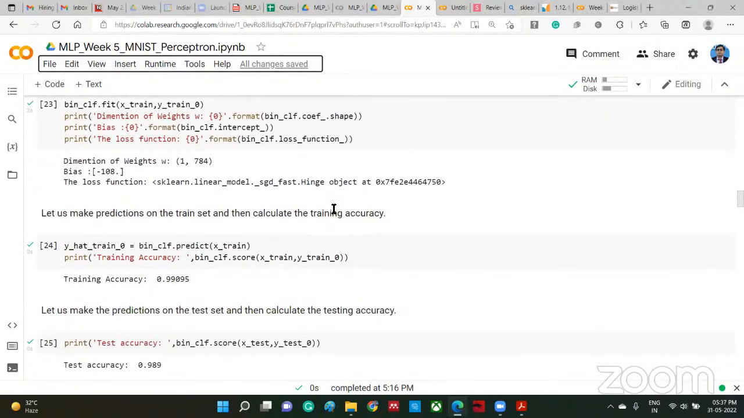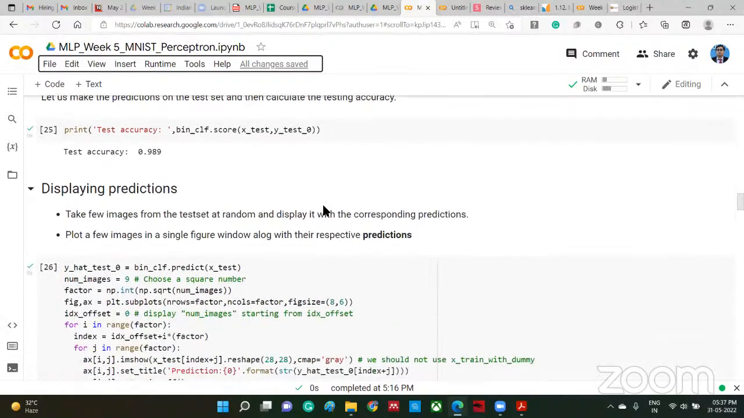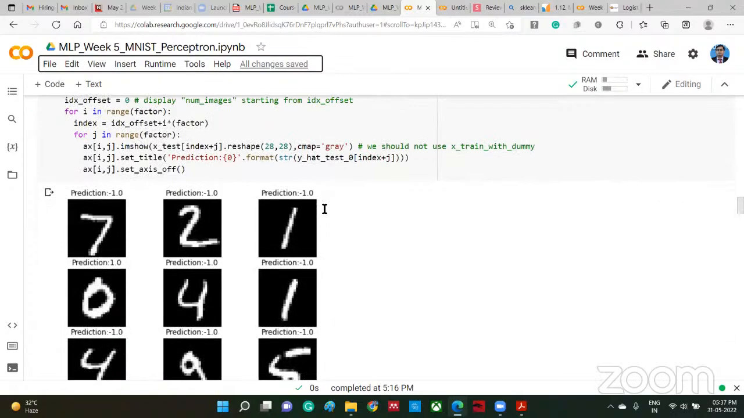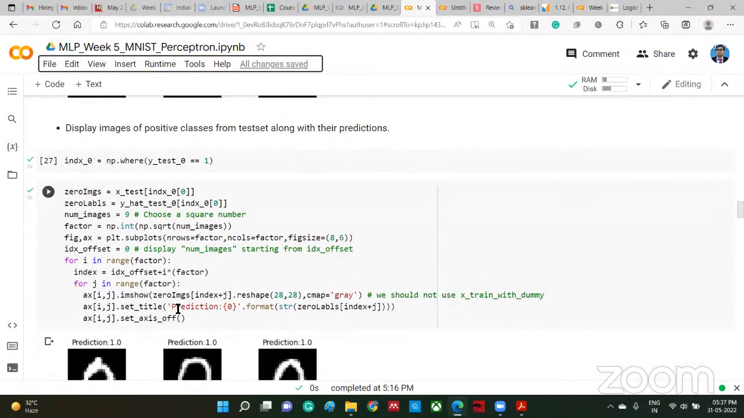Okay. So we have the training accuracy to be 0.99 and the testing accuracy to be 0.989. Okay. And if you go through the remaining, we can display the predictions and we can plot a few images in a single window along with the respective predictions. Okay. So now you see it is again the same thing. For 0, we have the prediction to be 1. And for the non-zero cases, the prediction will be -1. Okay. And so on and so forth. So we can display the images of positive classes from the test set also. So these are from the test set.